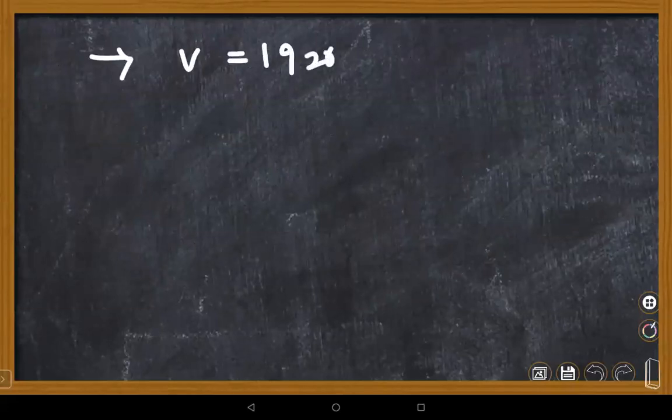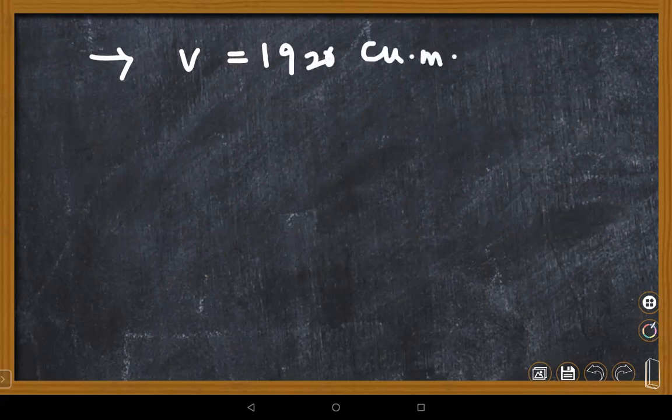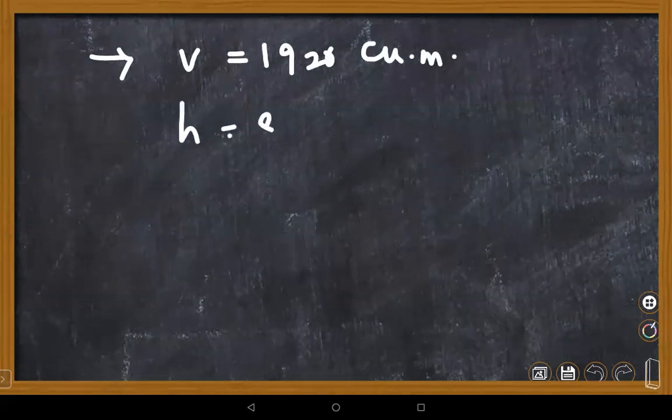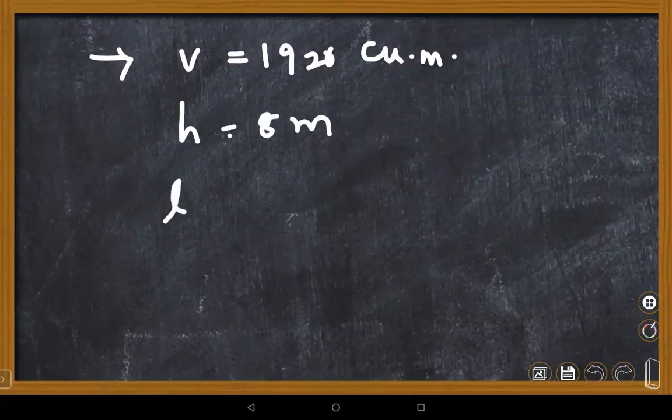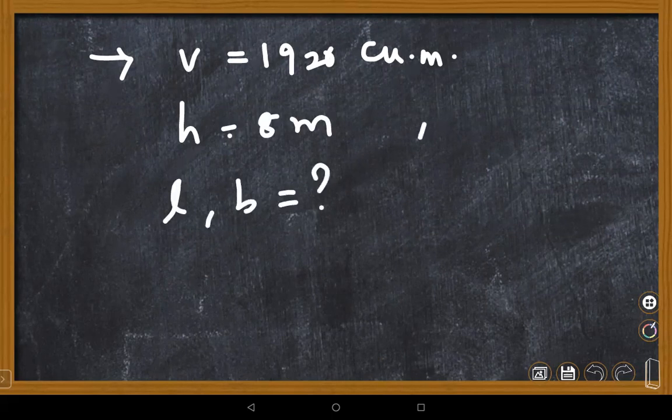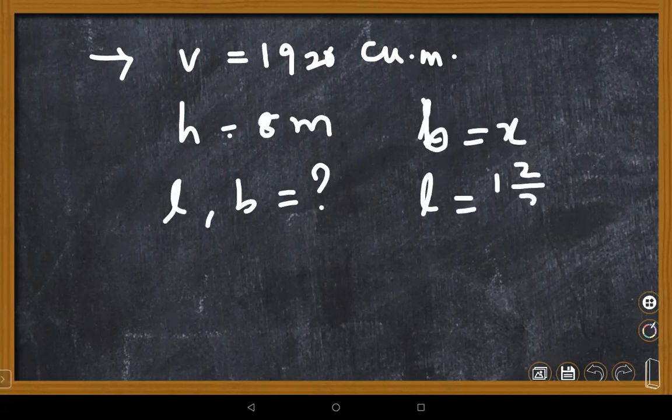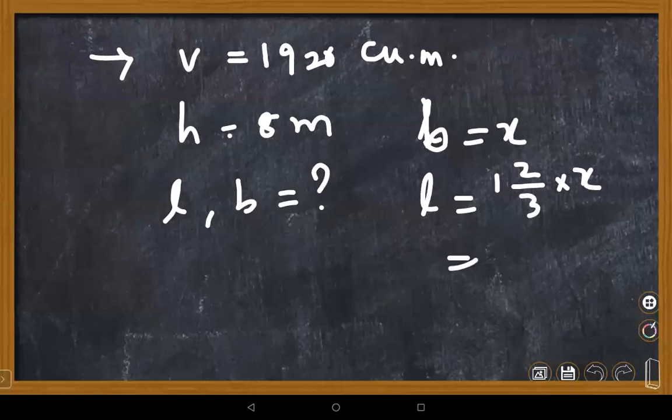Whatever the given things, I will write on the screen. Volume is given, 1920 cubic meters, and height is 8 meters. Length and breadth we don't know, we are supposed to find out. But the relation between length and breadth is given, children. If breadth is x, then length is 1 2/3 times of breadth. So 3 plus 2 is 5, that is 5/3 x, or 5x by 3.